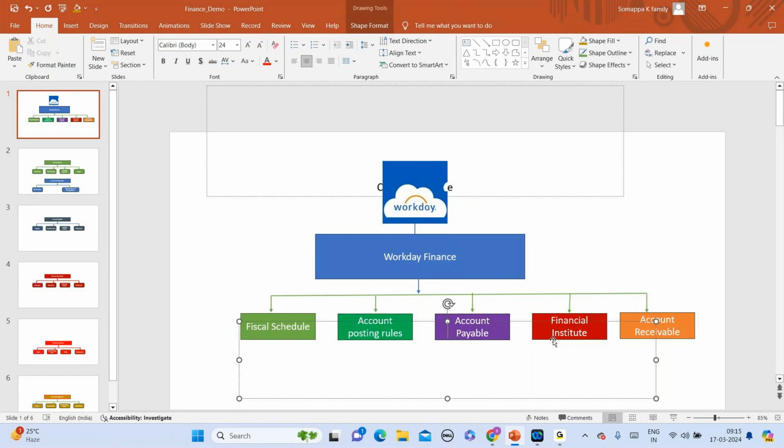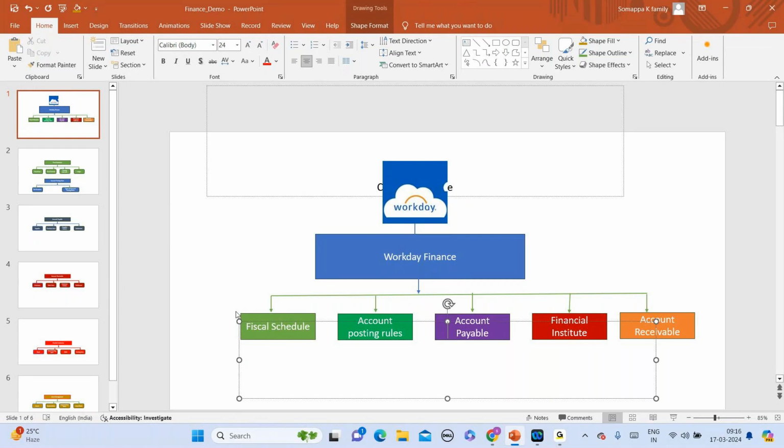Financial institution is another topic in the finance module, where I'll be showing how to create banks and rules and so on. Account receivable is nothing but the customer. We call account payable AP and account receivable AR. So AP and AR, similarly financial institution, account posting rule, fiscal.